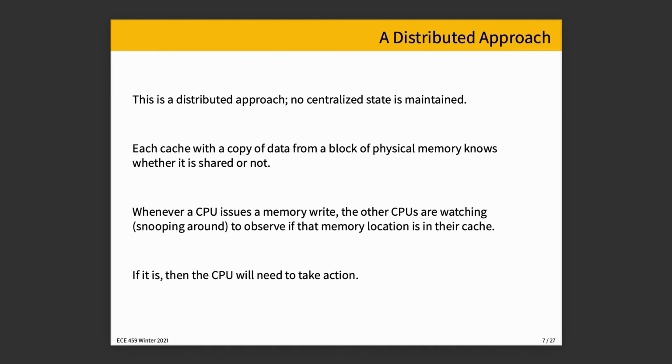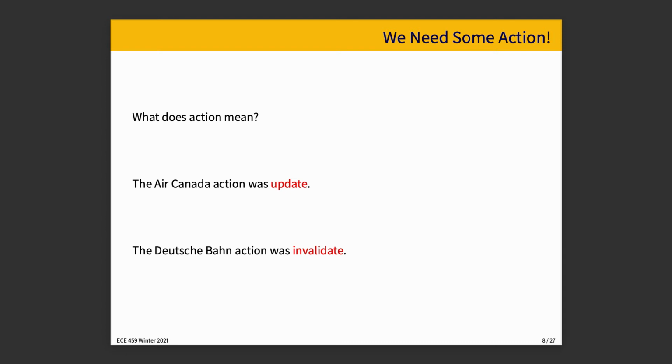Great. I don't have any connecting flight that takes me to Vancouver. I didn't come from Vancouver. It's no big deal. We'll just ignore that. We will continue on. All right. If we do have something to do, then we take action. And action could be one of two things. It could be update or invalidate.